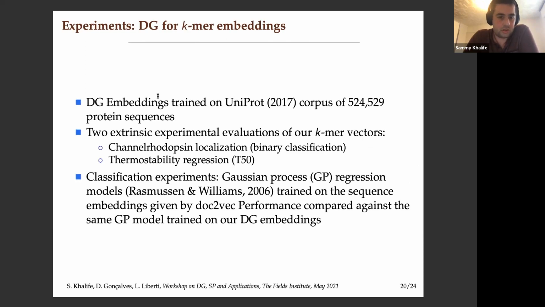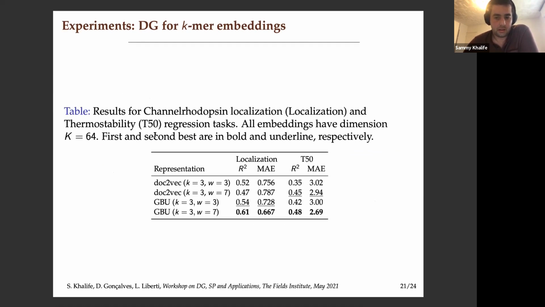We also conducted experiments in bioinformatics. We constructed k-mer embeddings of proteins on a dataset, UniProt, composed of more than 500,000 protein sequences. And we used these embeddings on 2 tasks: channelrhodopsin localization, which can be formulated as binary classification, and a task of thermostability, which can be translated in standard regression. For the results we obtained, it turns out that the GBU methods, when compared to the original methods in the reference paper, are better than, for instance, doc2vec, which is another embedding method.